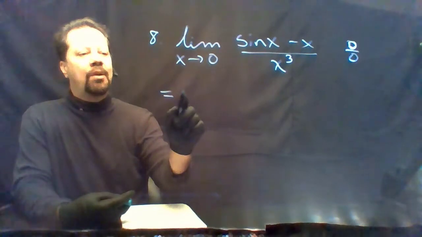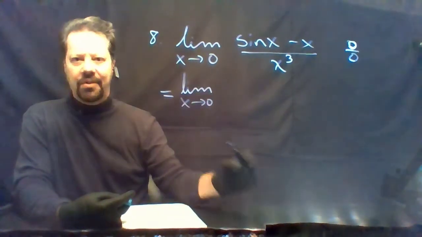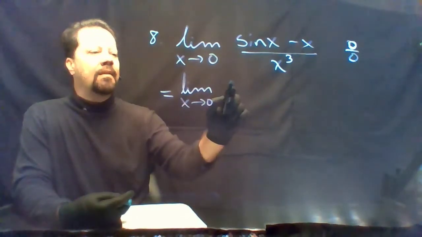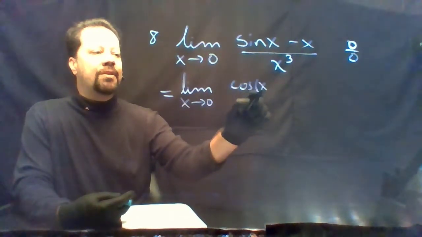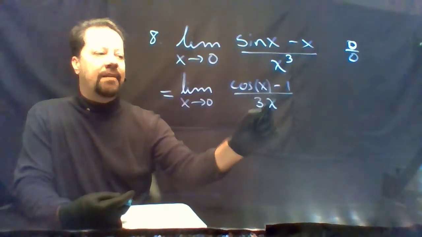So applying L'Hopital's rule, we'll take the limit as x goes to 0, and please show your work on the exam. The derivative of the numerator is cosine of x minus 1, the derivative of the denominator is 3x squared.